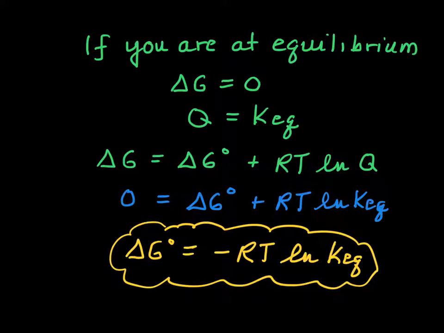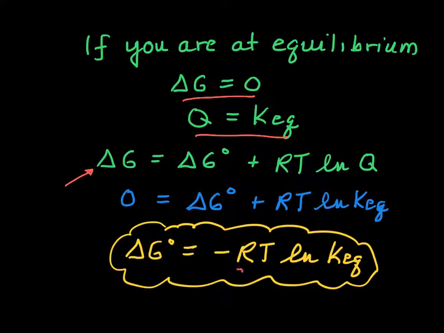Well, if you're at equilibrium, delta G equals 0, and Q equals KEQ. So we're going to take the equation from the last video and plug in 0 for delta G and KEQ for Q. So you get 0 is delta G 0 plus RT ln of KEQ, and you rearrange that and you get delta G 0 is minus RT ln of KEQ.